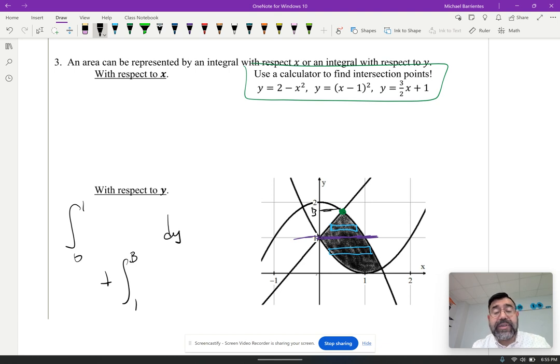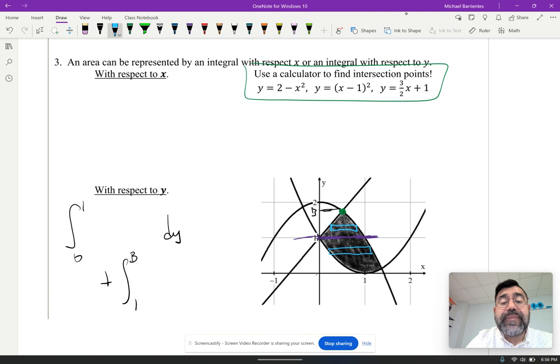And then I need to figure out which is right and which is left. Okay, in the bottom section, this upside down parabola is the right side, and the upright parabola is the left side. But I need to solve for y. Oh no.